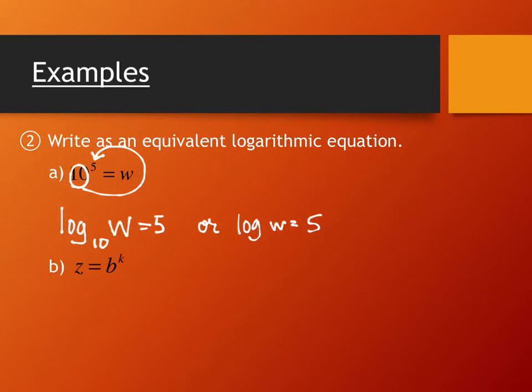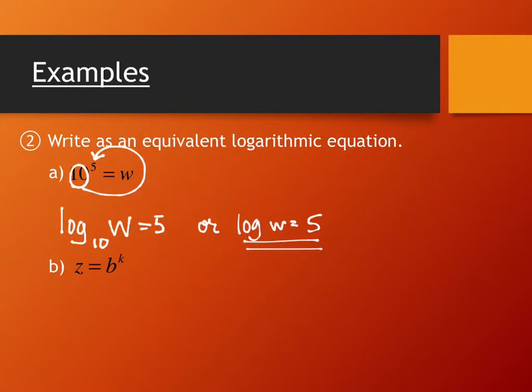I mentioned that because if you were looking in the back of the book, that's probably what it would do. It would probably give you this form of it, simply because it's a little more condensed, not because it's any more correct. Any questions on that one?